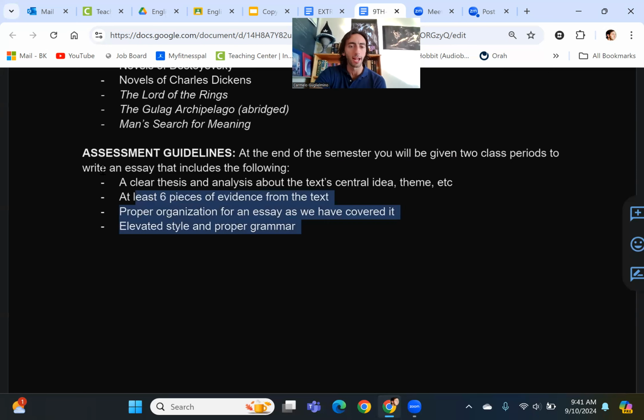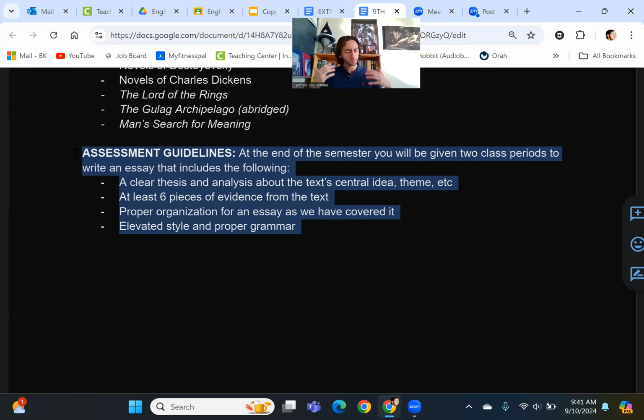So there's usually, like it says here, we need to provide like 6 pieces of evidence, we need to provide a good, clear thesis, and so on and so forth, and just basically follow the writing standards that we emphasize in class, okay? So that's what's going to happen each quarter.